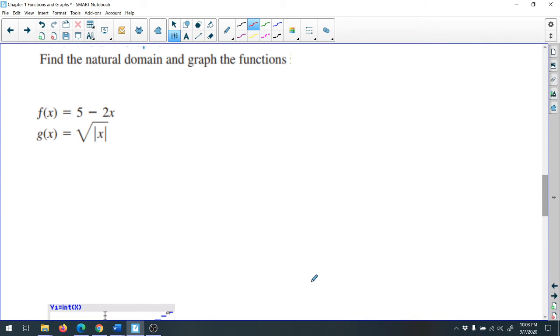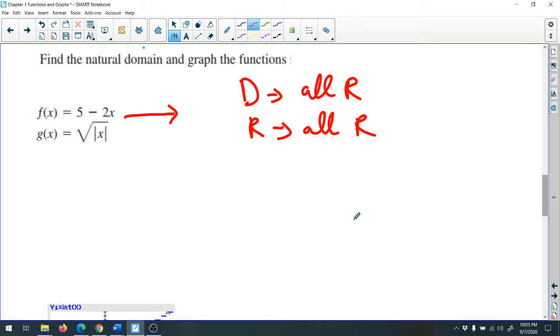Another kind of function, but this time it's not a graph. We have the equation of the function, and they ask you to find the natural domain and range of the functions. Function 1, f of x equals 5 minus 2x. Once you see a linear function, close your eyes and say, okay, the domain is all real numbers. The range is all real numbers. That's it. It's from negative infinity to positive infinity. That's for any linear function.